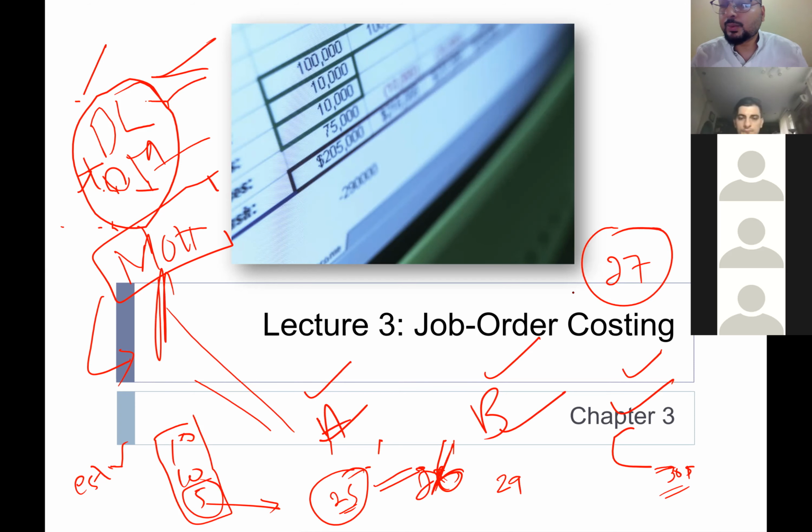Who is going to make 27? So C is out. B says that, okay, we cannot have $2 profit because our selling and other costs are high, so we are going to reject that one. So A accepted that one. B is 29, we cannot accept that, so A accepted that one.